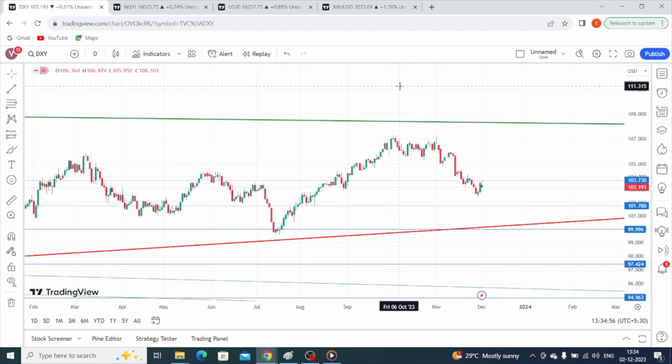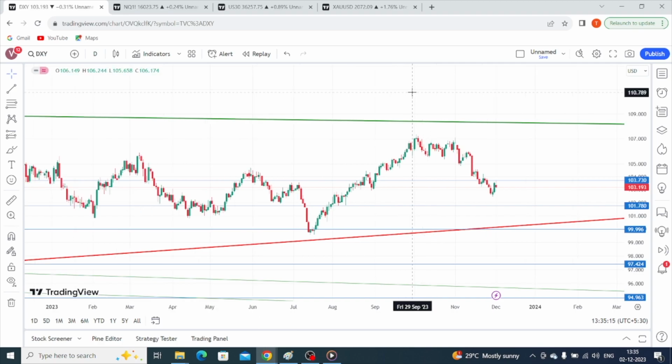So at first I want to tell you that there is an inverse relationship of precious metals with the dollar index. So what do I mean by that? I mean that when the dollar index rises, precious metals like gold and silver fall, and vice versa. Now let me just give you a proof.